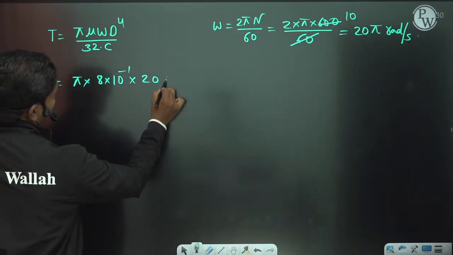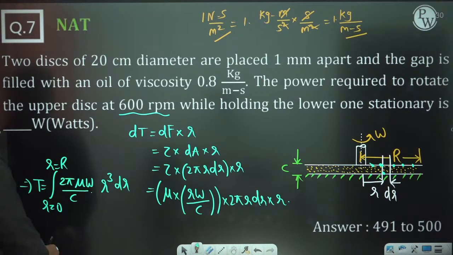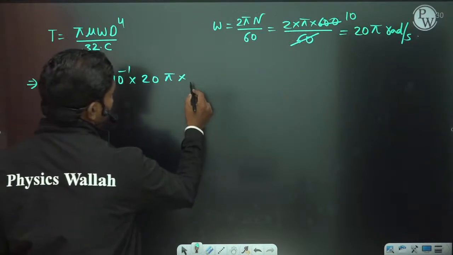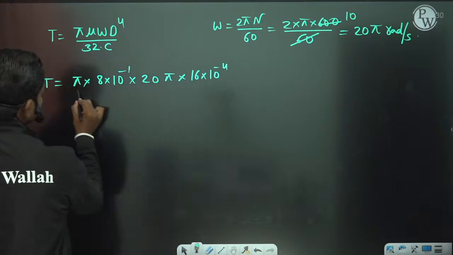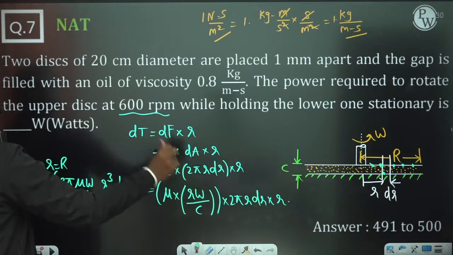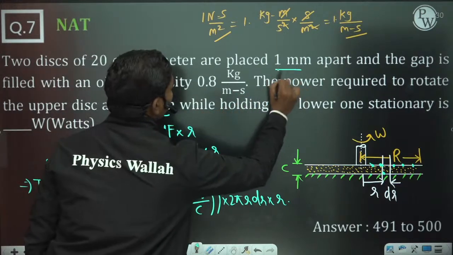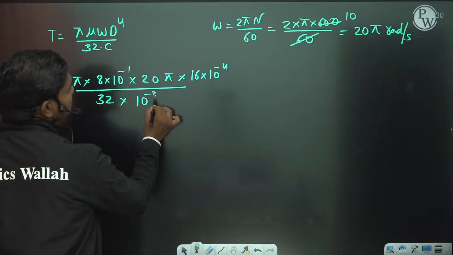So 20 times pi into d to the power 4. The diameter is 20 centimeters, which means 0.2. So 2 into 10 to the power minus 1, whole to the power 4, which is 16 into 10 to the power minus 4. This value is divided by 32 times the clearance. The gap between the two plates is 1 mm, so 10 to the power minus 3.